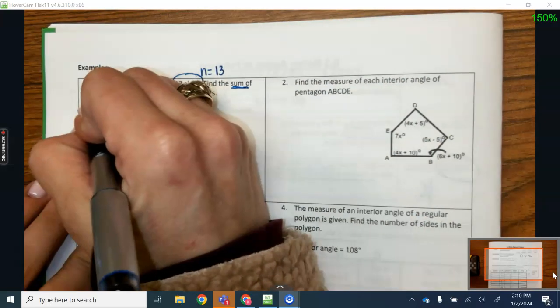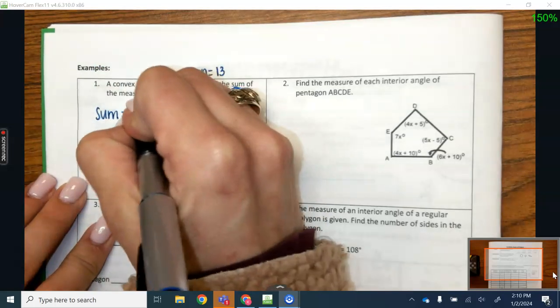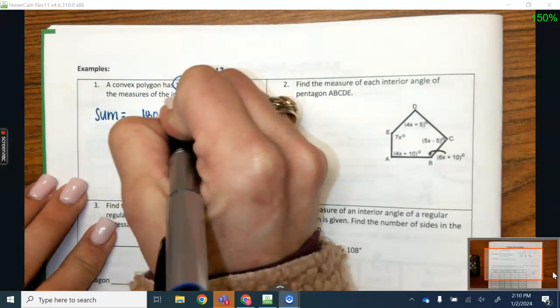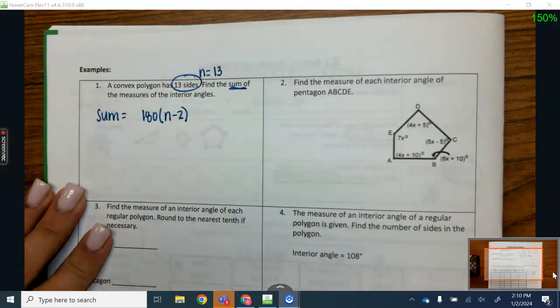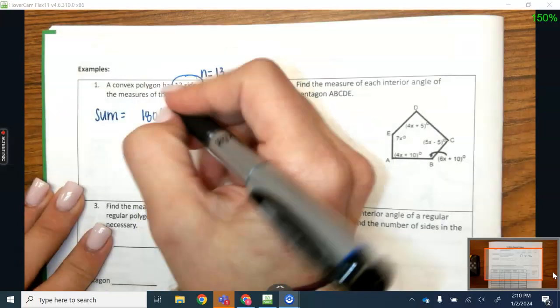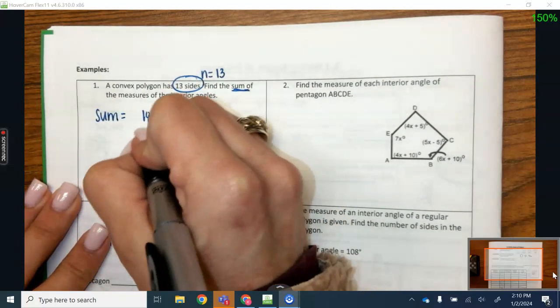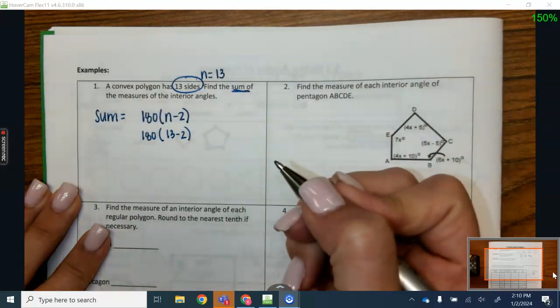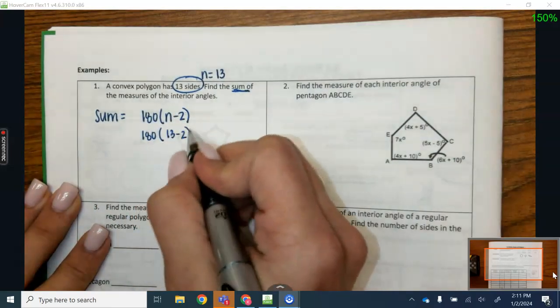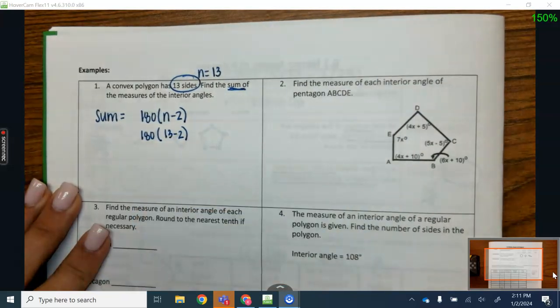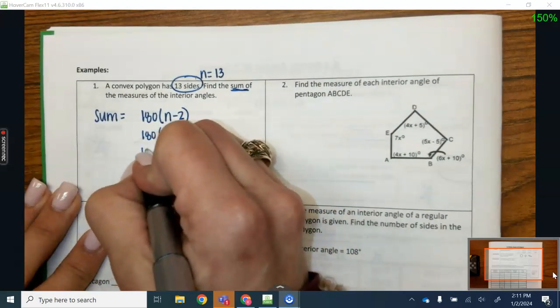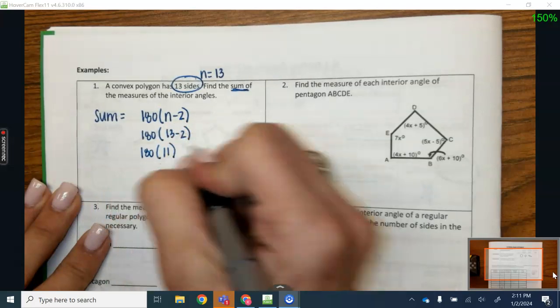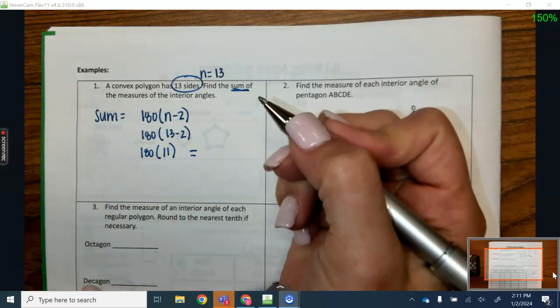So we know that our sum is equal to 180 times n minus 2, right? That was the rule. Well, n is equal to 13, so 180 times 13 minus 2. Remember, I always simplify what's inside the parentheses first. 180 times 11. Okay, 13 minus 2 is 11.